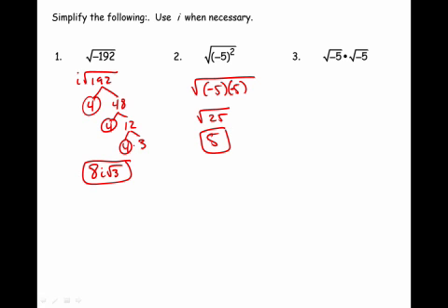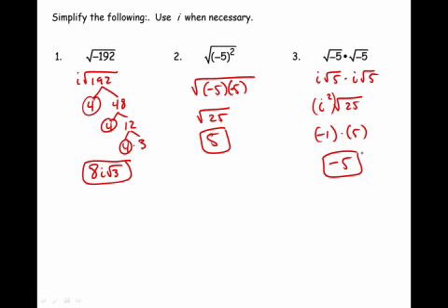Number 3. Here's its alternate problem. Whenever the radicals are split, whenever you have two radicals, you want to pull your i's out first. So this becomes i root 5 times i root 5. When you multiply, you get i squared times the square root of 25. Anytime you see i squared, you want to substitute in a negative 1. And then the square root of 25 is 5. So this problem ends up being negative 1 times 5, which is negative 5.